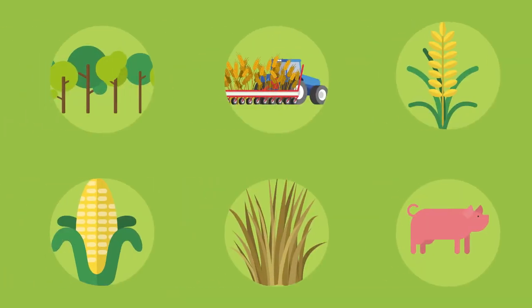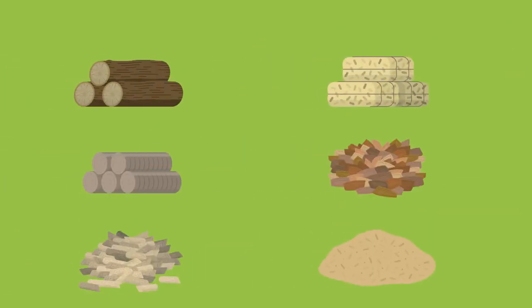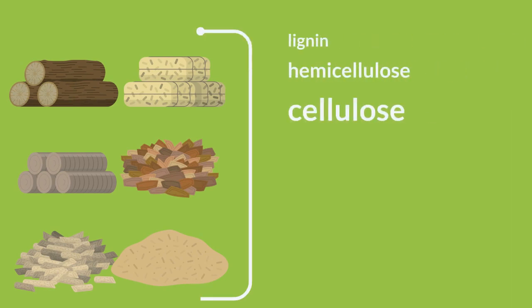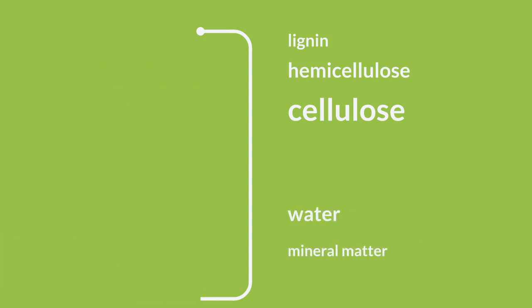Biomass includes a wide set of materials from different origins. Let's focus on lignocellulosic solid feedstocks. Lignocellulosic materials are mainly composed by cellulose, hemicellulose, and lignin. Very complex organic compounds. They also contain water and mineral matter.